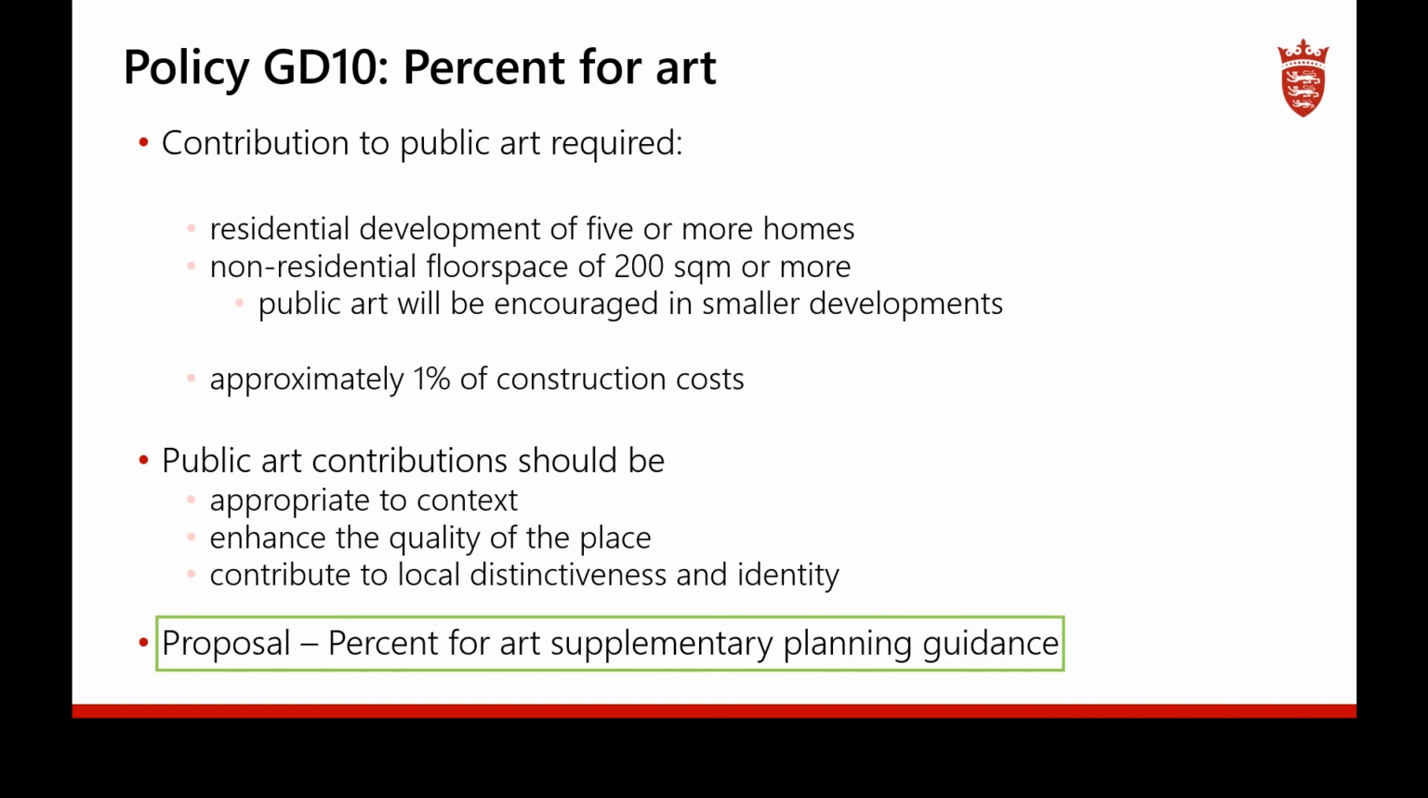In terms of the level of contribution that will be sought, the policy sets out an objective to secure approximately a percent of construction costs as part of the application of that policy. In terms of the tests for the contributions that are forthcoming, they should be appropriate to the context, and they should contribute to the concept of placemaking and also support local identity and relevance.